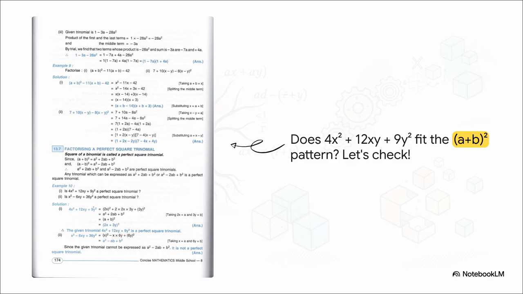So how do we actually use this? Let's test it on this example. The first term, 4x squared, that's just (2x) squared. The last term, 9y squared, is (3y) squared. Okay, now for the big test. Is that middle term, 12xy, equal to 2 times our a and b? Well, let's see. 2 times 2x times 3y is 12xy. It is. It's a perfect match. So this whole long expression simplifies down beautifully to just (2x plus 3y) squared.